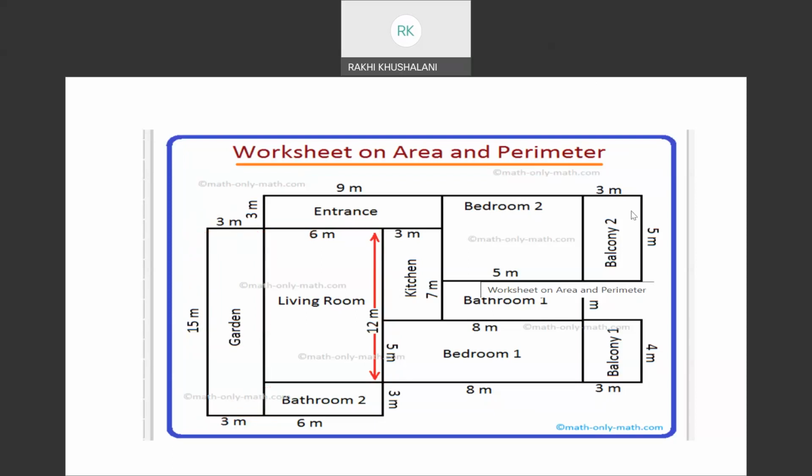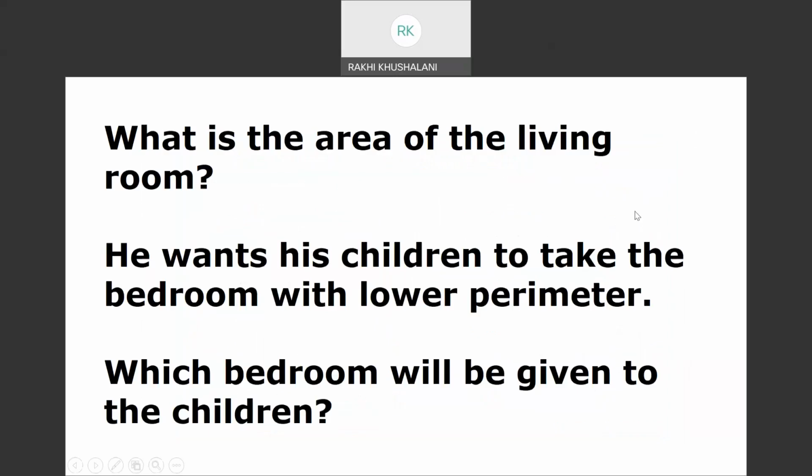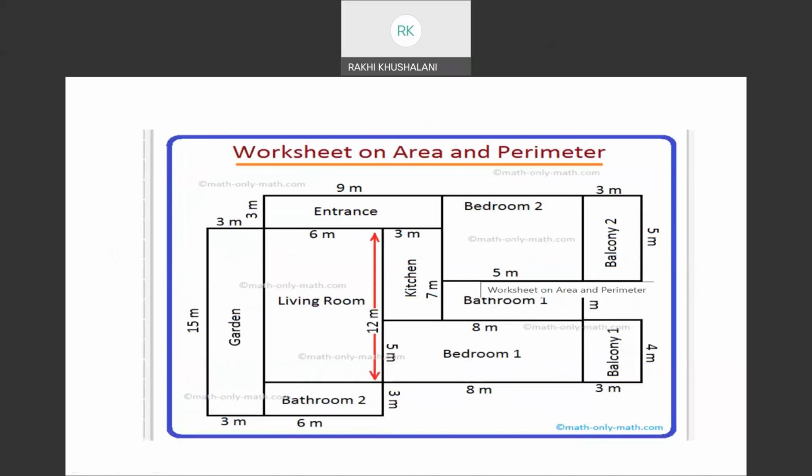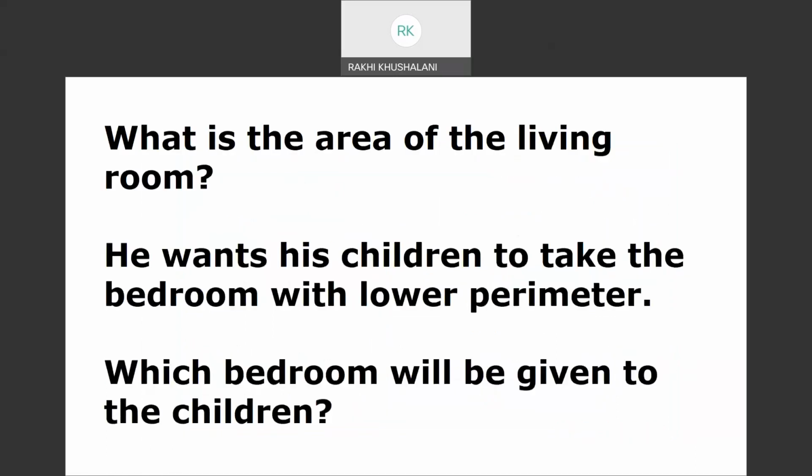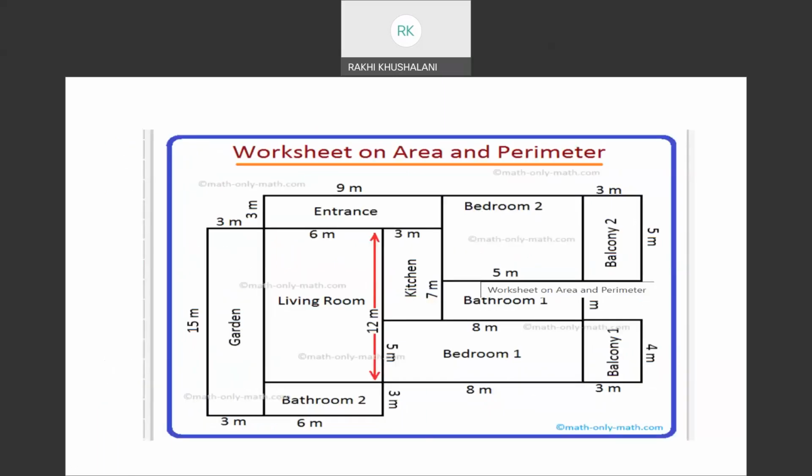Let's see what more questions I have for you. He wants his children to take the bedroom with the lower perimeter. Which bedroom will be given to the children? Okay, Papa is playing smart.